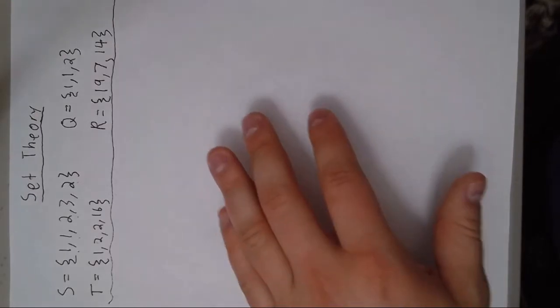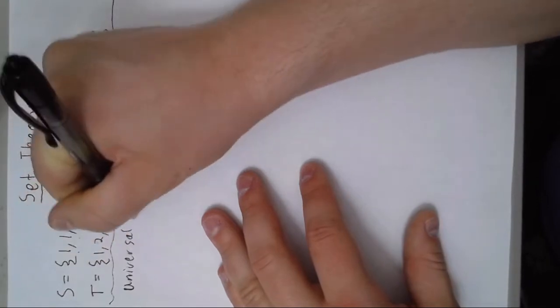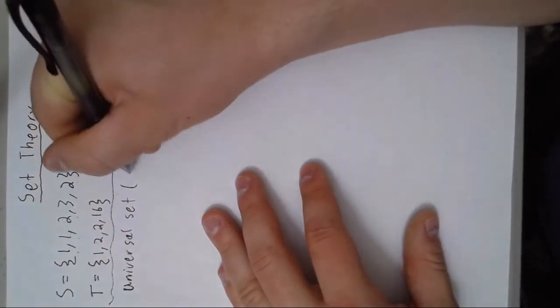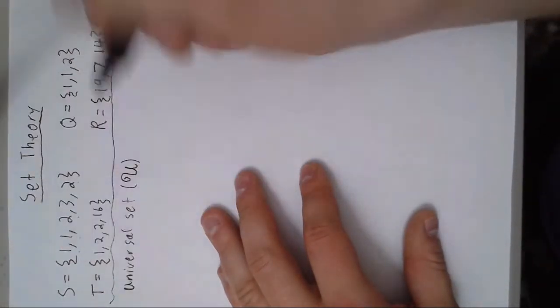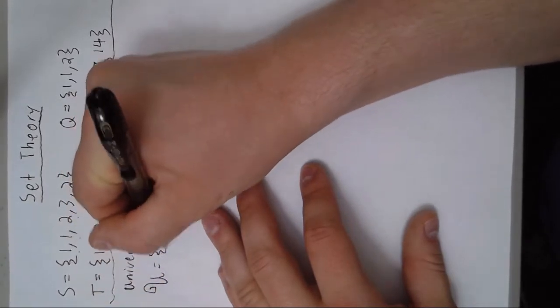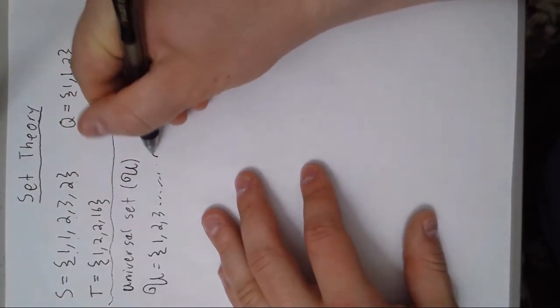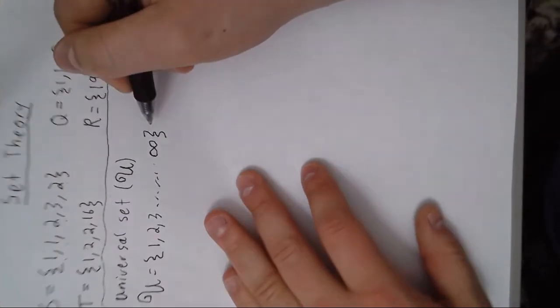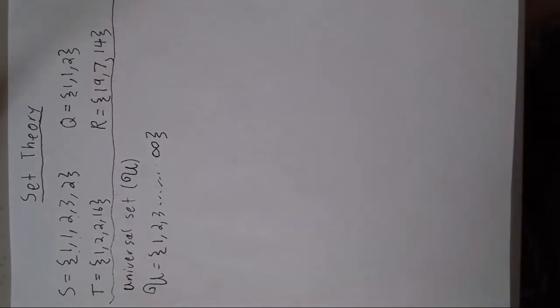Also, one more set you should know is the universal set. And that's just written as this fancy U thing. So, for example, if we were doing numbers, the universal set would be 1, 2, 3, and it would go all the way up to infinity because the universal set is every possible element. So if we were doing letters, for example, the universal set would be A to Z, if we were doing just one kind of letter.